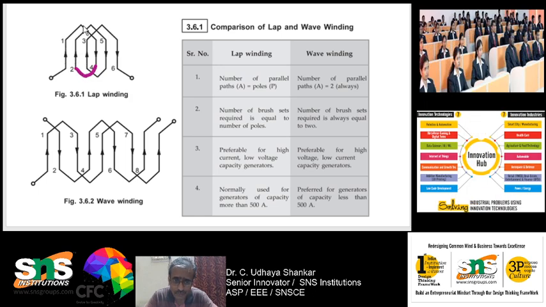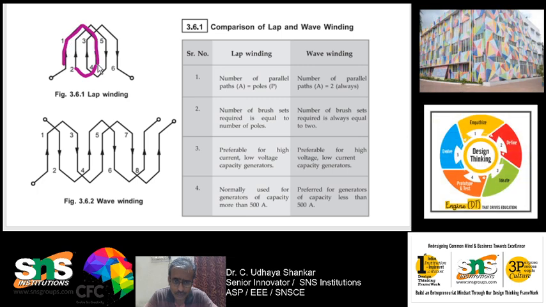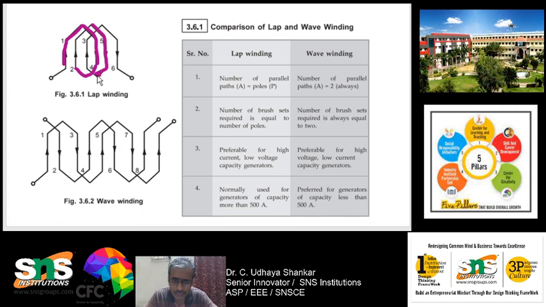So the end of the first coil, here you can see that this is the end. This end of the first coil is connected to the start of the second coil. Similarly, the end of the second coil is again connected to the start of the next coil. So this will be continuing, and this type of winding is called a lap winding.